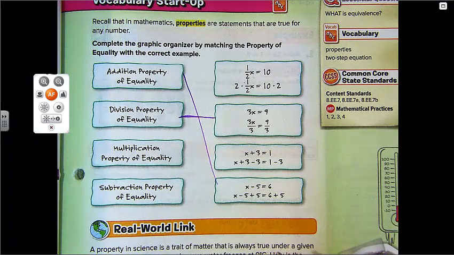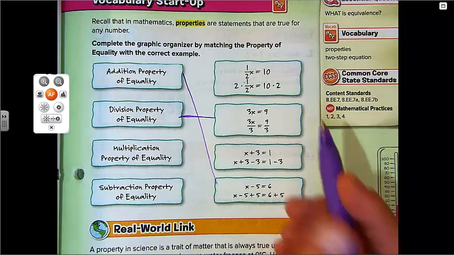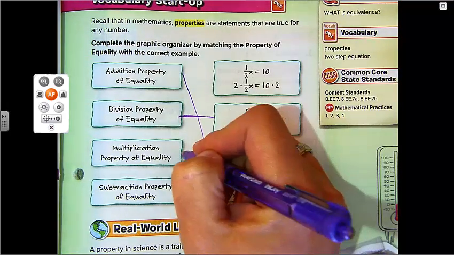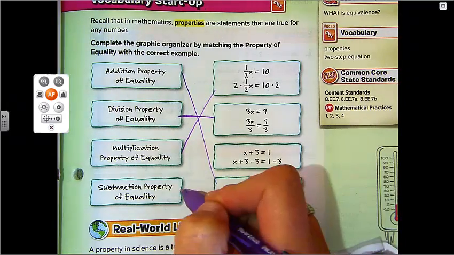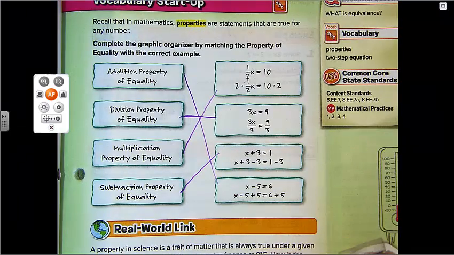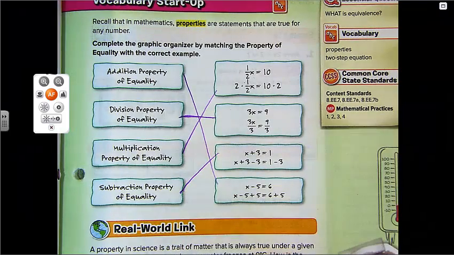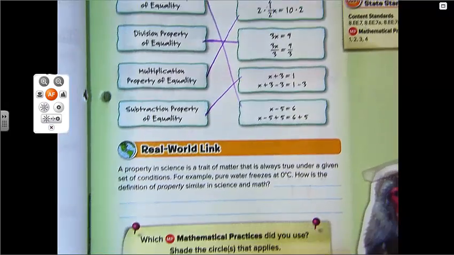Multiplication. Now I'm looking for the one where I multiply in step 2. Hopefully you can see that in this top one I'm multiplying in step 2. And then finally my subtraction property of equality is where I subtract in step 2. So let's go on and read this down here.